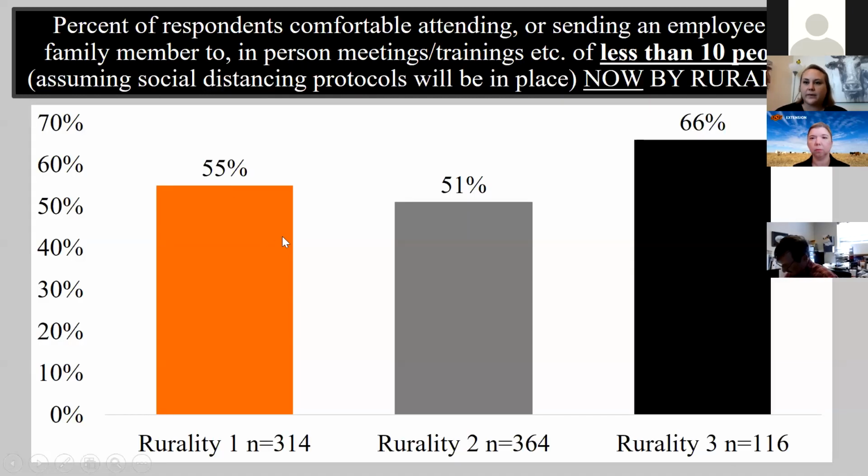When you look at it by rurality, people in urban areas are less comfortable. So 55% of people in that rural group 1, which is basically the cities, are comfortable versus 66% of people living in the rural areas. Some of this may just be the reflection of the rural areas not having as dense a population and not having as many cases of COVID. But when you start having meetings and putting those people together, we could accidentally change that trend. So there's still a lot of people, even in rural areas, 66% are comfortable, but that means a lot of people are uncomfortable with meetings of less than 10 people.